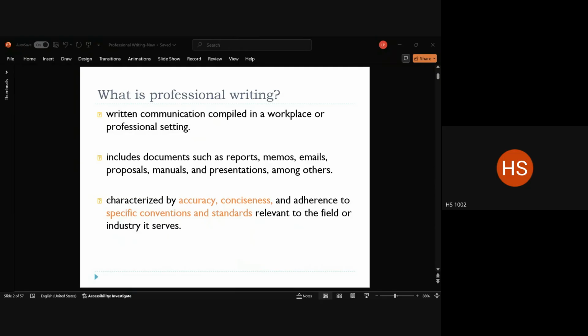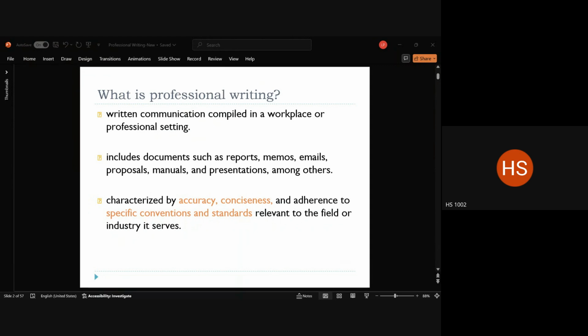It doesn't mean write small or write short, right? No one's going to tell you that this report should only be written in half a page. Of course, your purpose will define what would be the length of your report or of any other document that you're compiling. But conciseness is about keeping things to the point, not keeping things small, right?